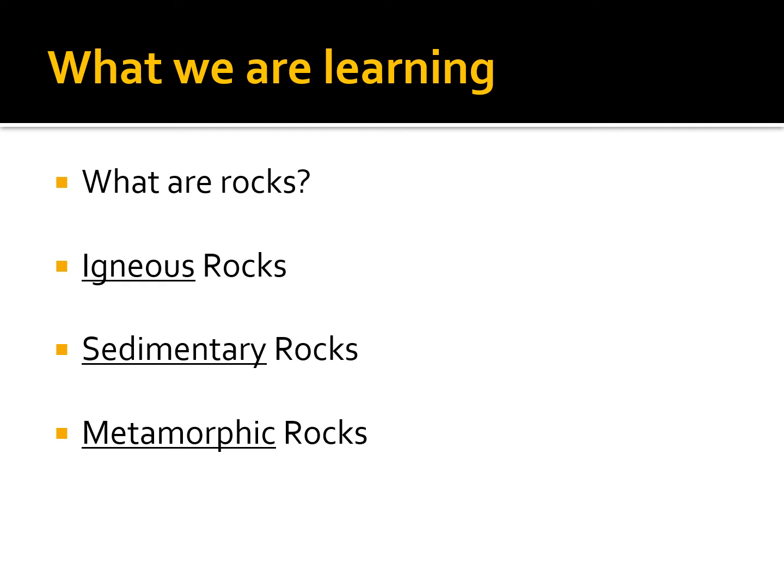There are three main types of rocks. They are igneous, sedimentary, and metamorphic. We will get into more about each type in a few slides, but first let's look at what are rocks.